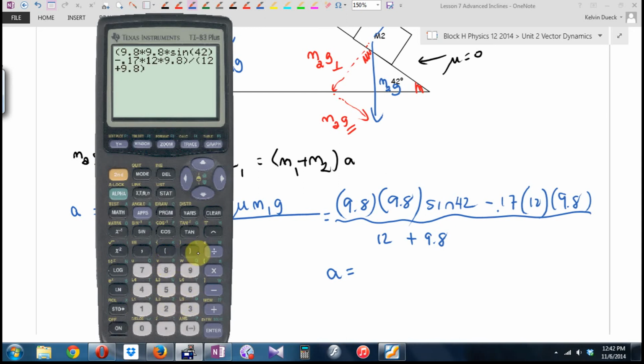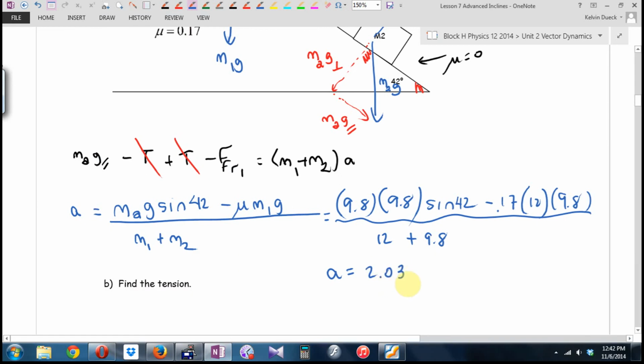Is that right? On the top: 9.8 times 9.8 times sine 42 minus 0.17 times 12 times 9.8, close bracket, divided by bracket. That's right. Didn't get an answer bigger than 9.8, so at least it took within my guess range. I get that, I hope. 2.03? Yeah. I got Carl nodding.